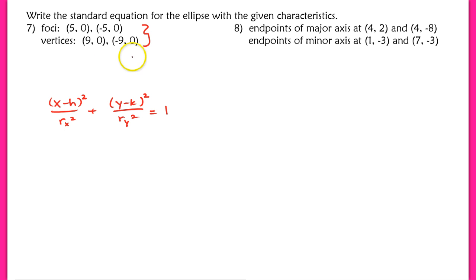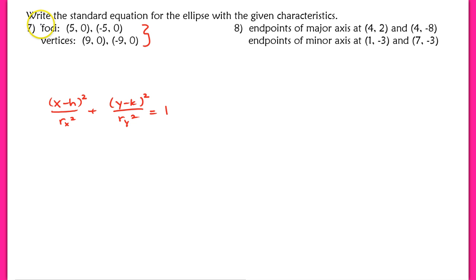So based off of this limited information, we're supposed to be able to fill in all of the parts for this general equation. Okay, so right away we notice we don't have a center, so we can't plug in h, k yet, right? We also don't have r sub x or r sub y. They don't just tell us those values, so we're going to have to figure them out on our own by doing some serious thinking here.